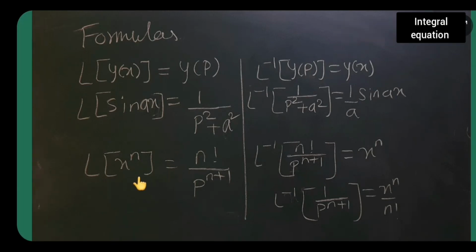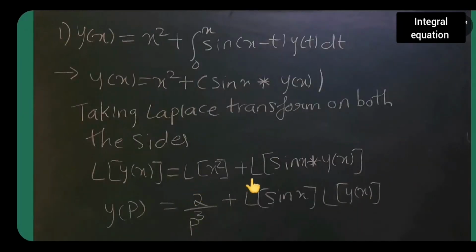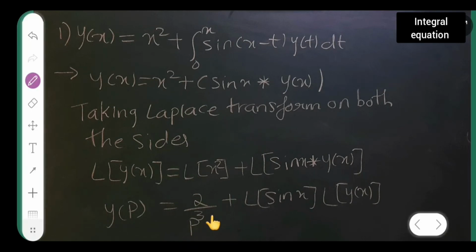Laplace of x raised to power of n is equal to n factorial upon p raised to power of n plus 1. This I have to apply there. So over here I have applied that. Here x raised to power of 2 is there, so it is 2 factorial upon p raised to power of n plus 1. What is my n here? 2. So 2 plus 1 is what?